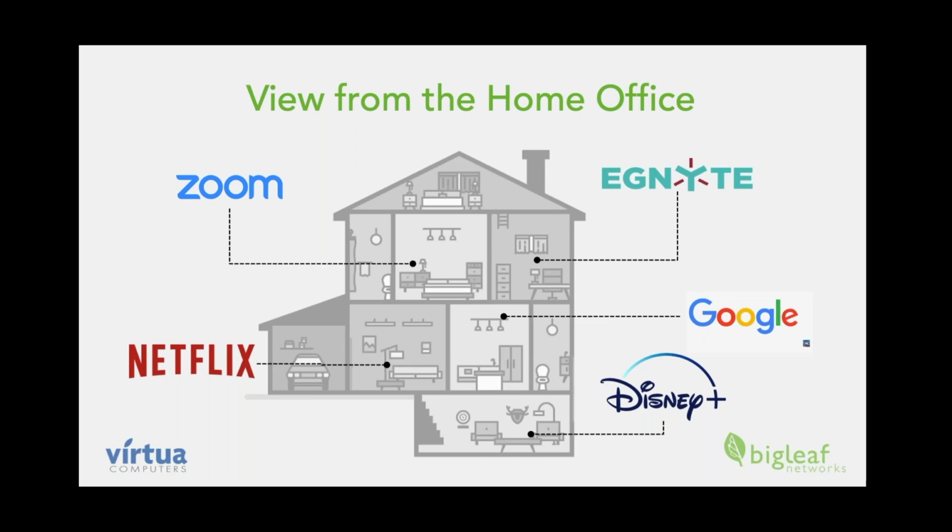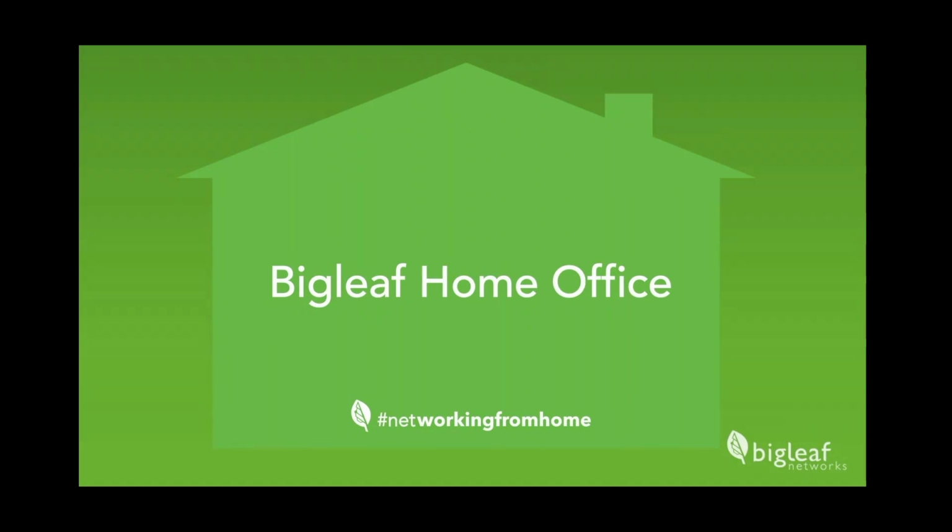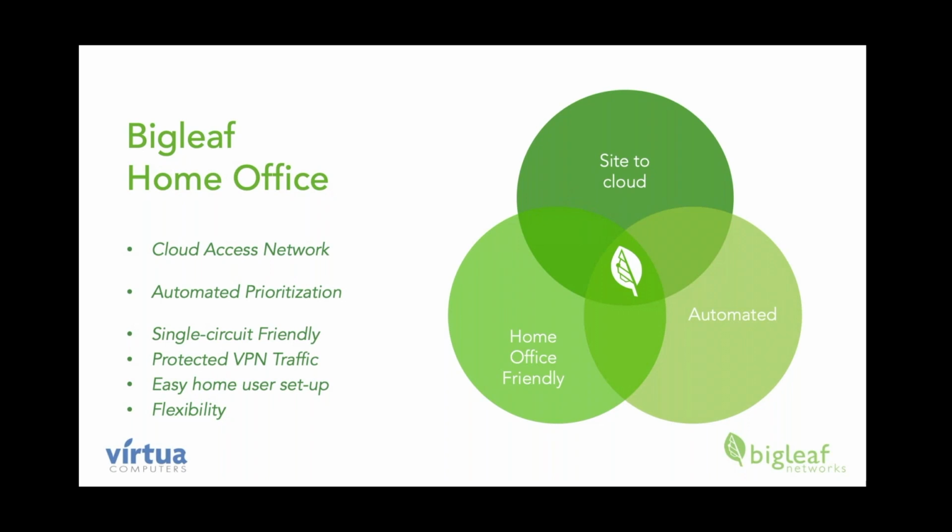If you flood your home or business internet with applications and nothing is prioritized, then you're going to start to run into some problems. So this is really where Bigleaf Home Office fits in. We're going to create a network that prioritizes business applications over all the other things going on in your home office. So you can have seamless Zoom calls, seamless GoToMeetings, seamless Nextiva or Vonage or 8x8 calls.